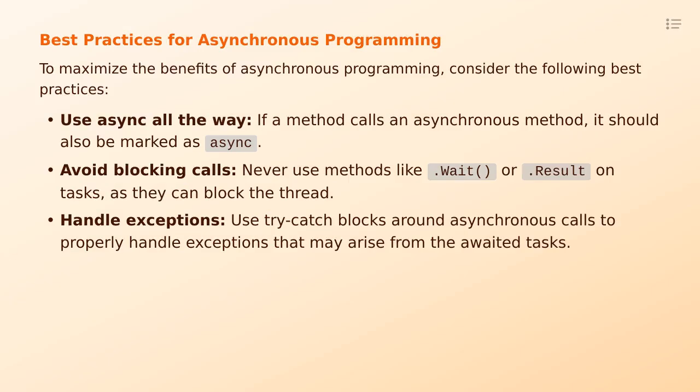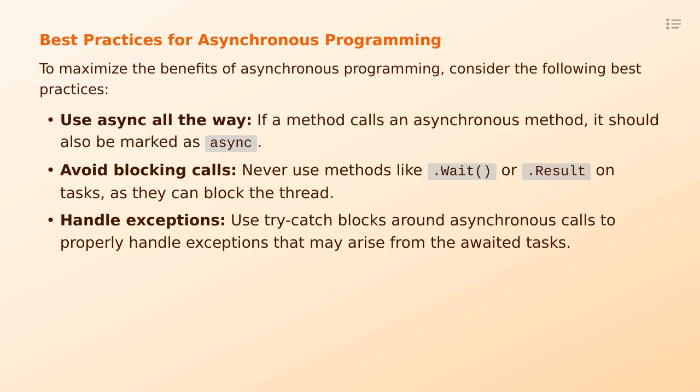Let's move on to best practices for asynchronous programming. To maximize the benefits of asynchronous programming, consider the following best practices. First, use async all the way. If a method calls an asynchronous method, it should also be marked as async. Also, avoid blocking calls. Never use methods like .Wait or .Result on tasks, as they can block the thread.